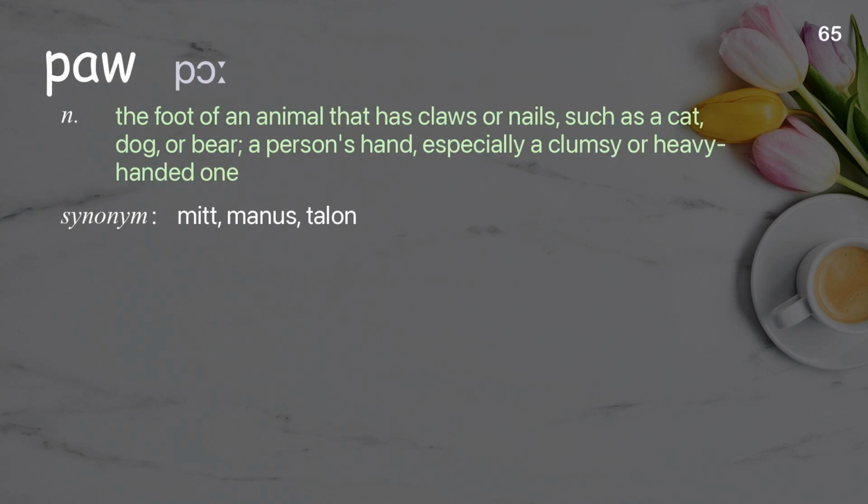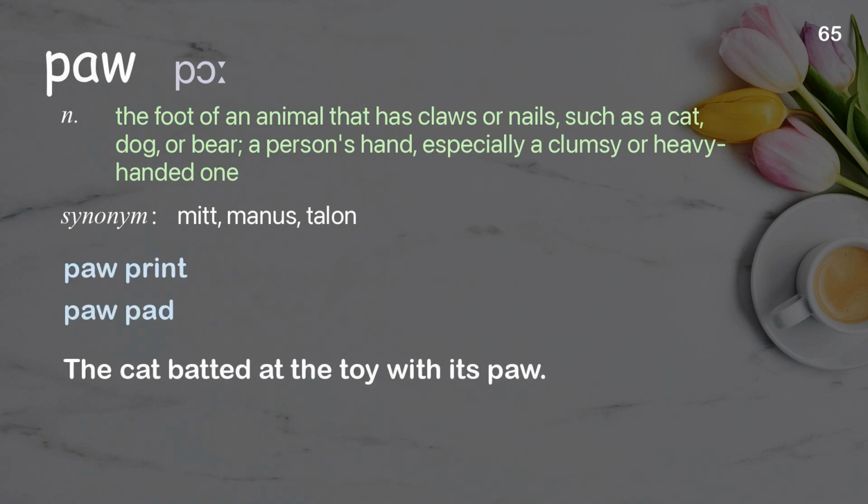Paw. The foot of an animal that has claws or nails, such as a cat, dog, or bear. A person's hand, especially a clumsy or heavy-handed one. Examples: Paw print. Paw pad. The cat batted at the toy with its paw.